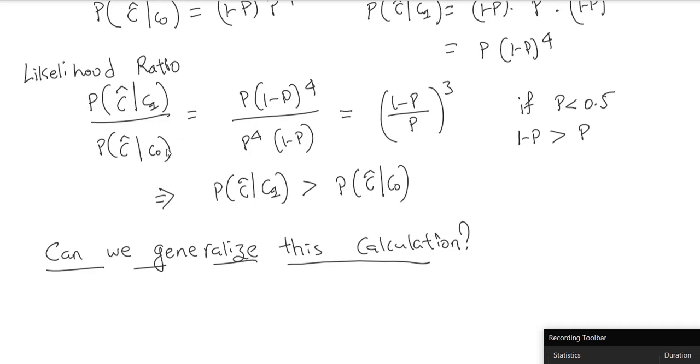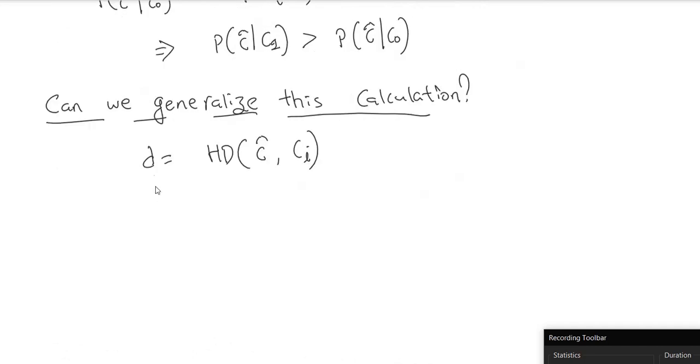So instead of repeating this ratio calculation for every possible pair, let's see if we can generalize it. Let's say small d is the Hamming distance between C hat and Ci. Then the probability that we received C hat given Ci was transmitted would be, note that there have to be d flips and n minus d no flips. So the probability of that happening is p to the power d times (1 minus p) to the power n minus d. Here n is the length of the C hat vector, which is also equal to the length of Ci's vectors. Let's slightly modify the notation and say this is di, and therefore this will be di and di.